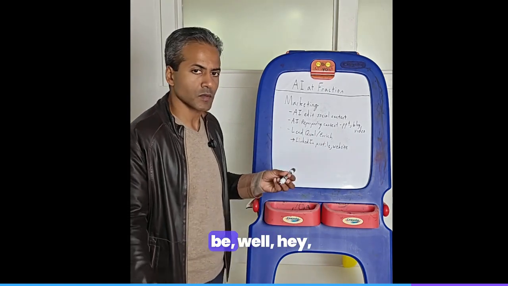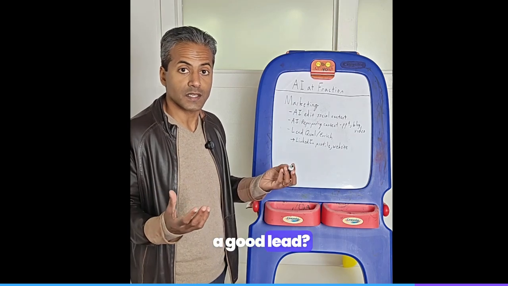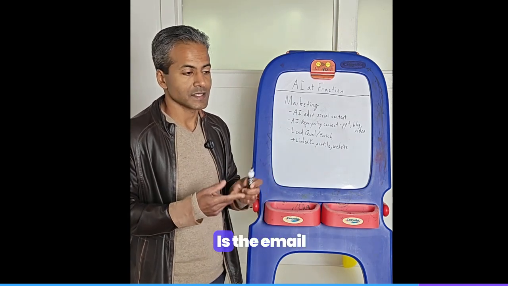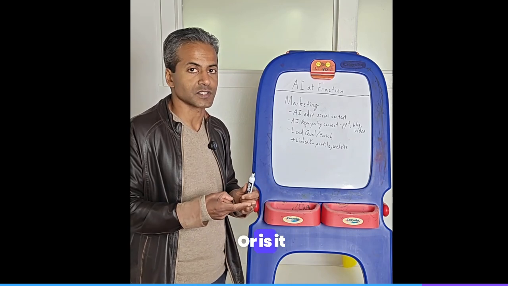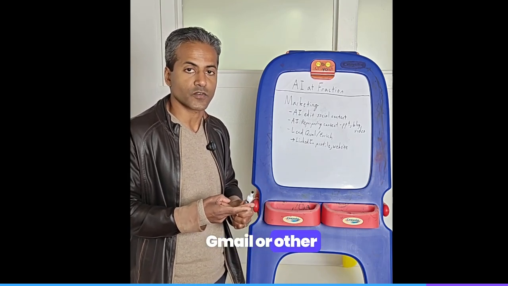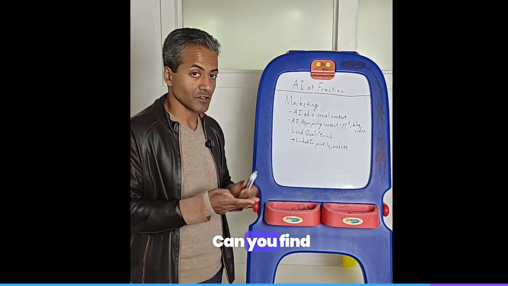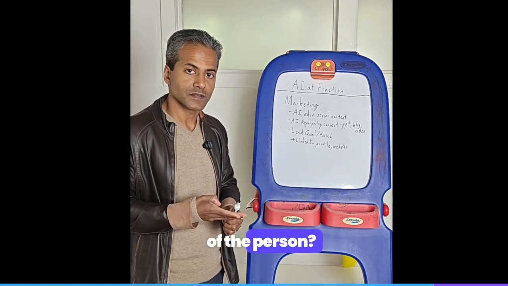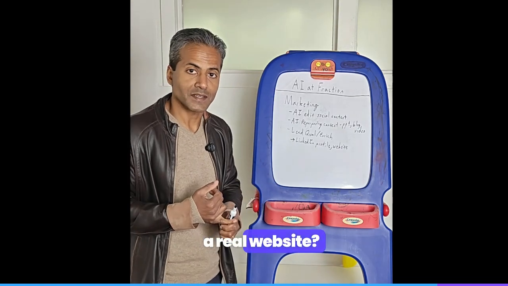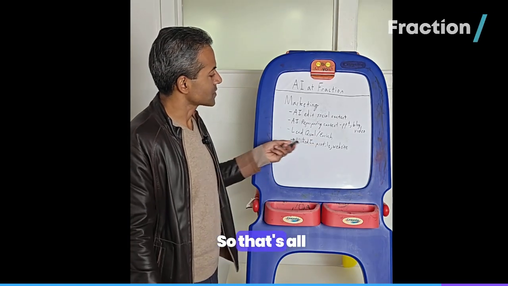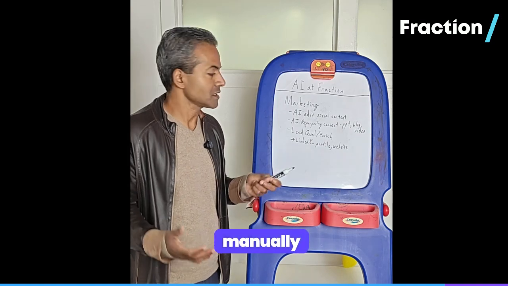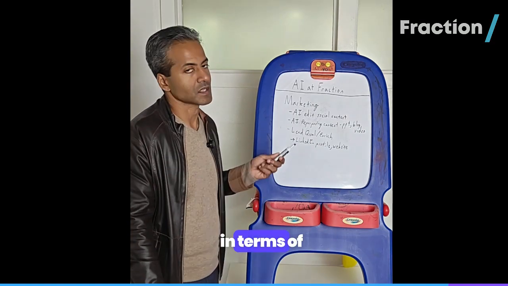And so this very much would be, well, hey, a lead comes in. Is this a good lead? Does it have a real phone number? Is the email address a business address, or is it just a random Gmail or other free account? Can you find a LinkedIn profile of the person? Do they have a real website? So that's all things that you could do manually, and you're just automating that in terms of figuring out if that's a qualified lead.